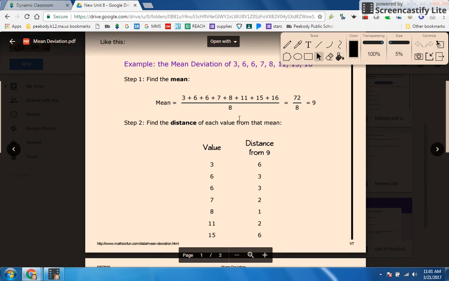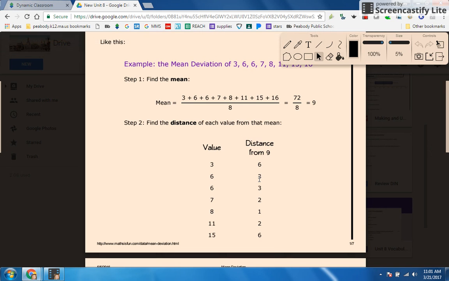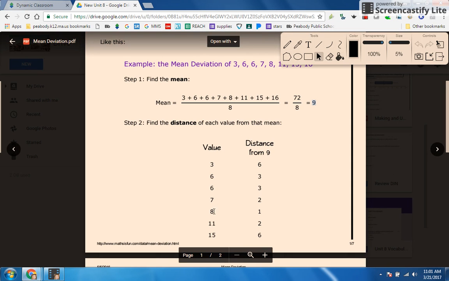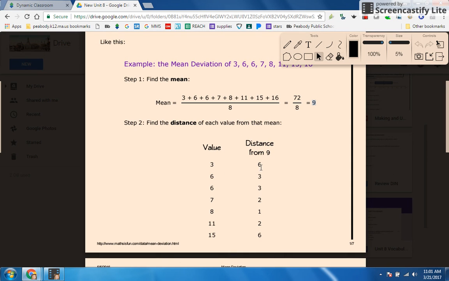The next number in the data is 6. 9 minus 6 is 3. So you take the mean that you got and you subtract it from all of the original numbers and write those answers. So the next number in the data was 6. 9 minus 6 is 3. The next number was 7. 9 minus 7 is 2. Next number was 8. 9 minus 8 is 1.